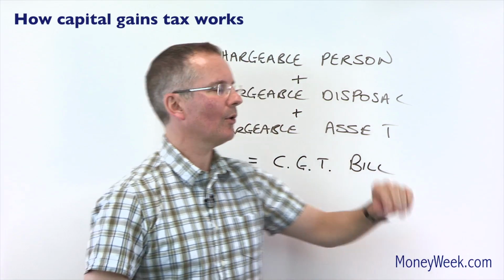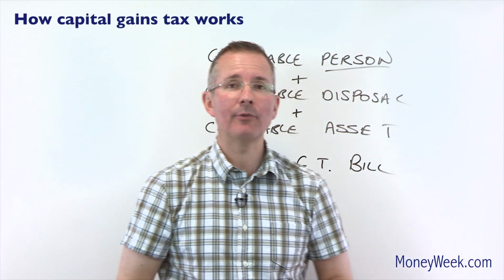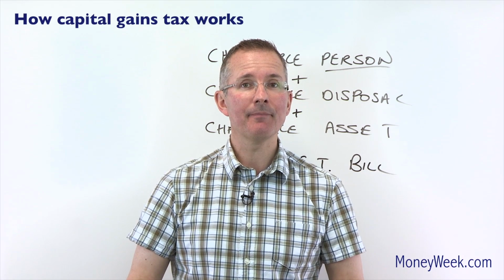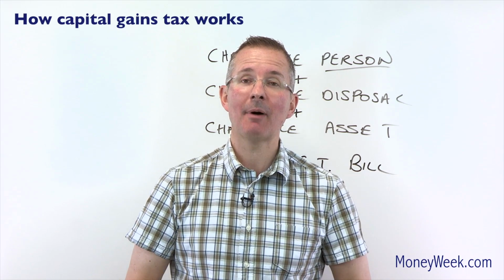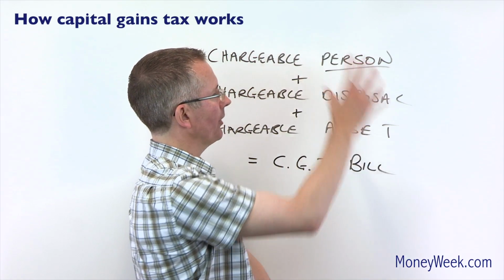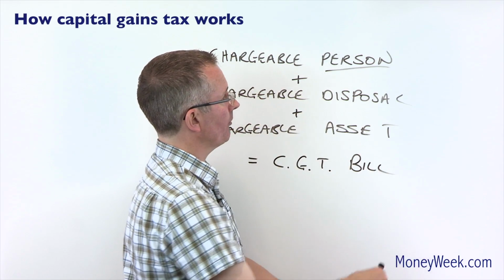First of all, what's a chargeable person? All right? Well, that's an easy one to answer. A chargeable person is an individual, like you or me. It could be a company, or it could be a partner in a partnership. All right? So if you're one of those 3 things, you are potentially caught by capital gains tax, but only if you make a chargeable disposal.